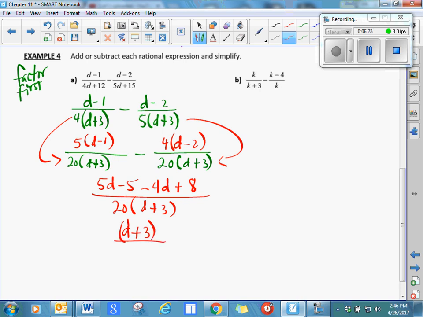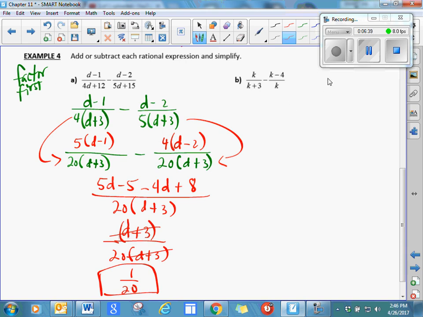So, look at here. These d plus 3's cancel. Your ghostly 1 is in the numerator, and that's your answer. One more on this page.